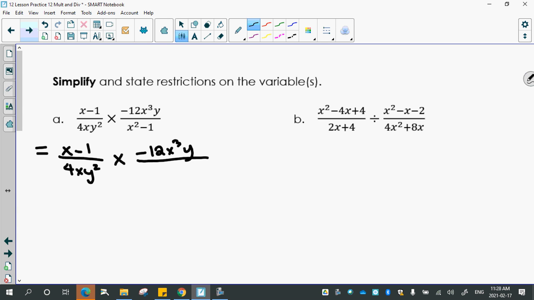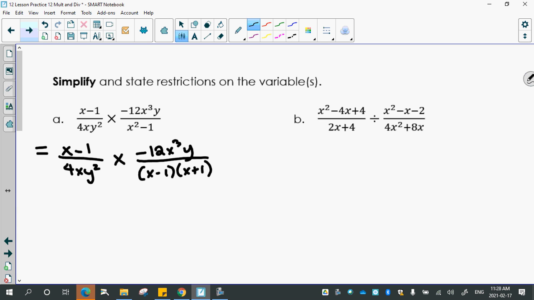But the denominator of the second fraction can be factored because it's a difference of squares. Okay, x minus 1 times x plus 1. So we've done step 1. Step 1 was to factor as much as possible.